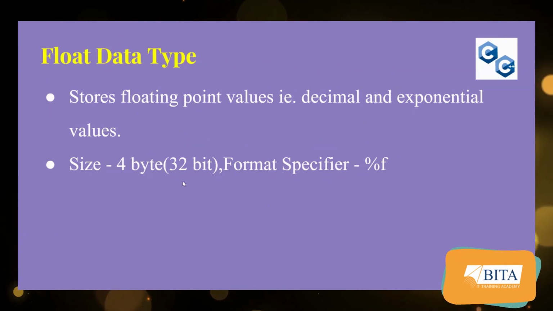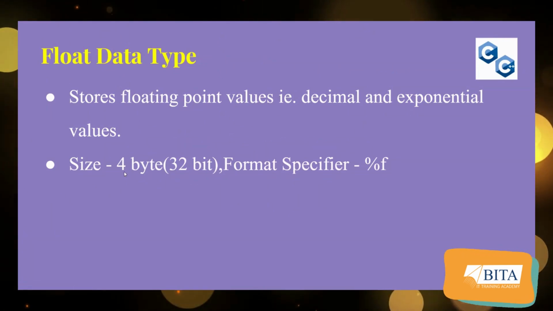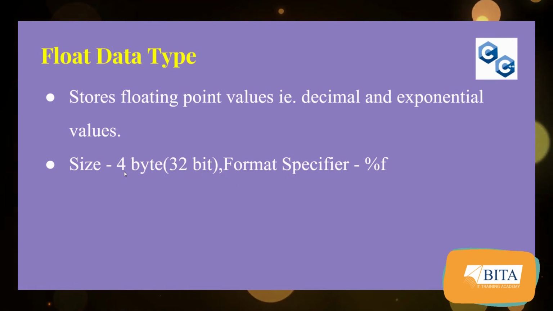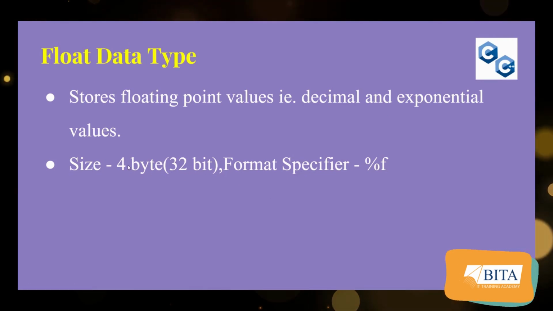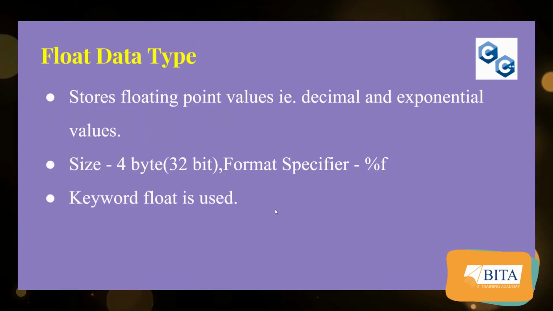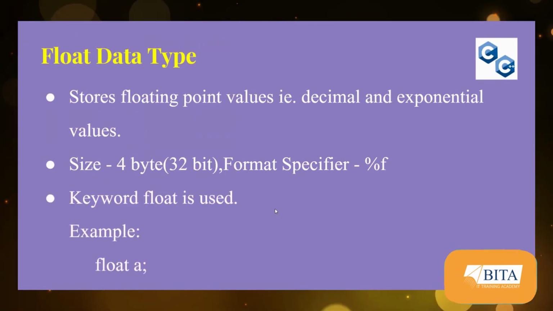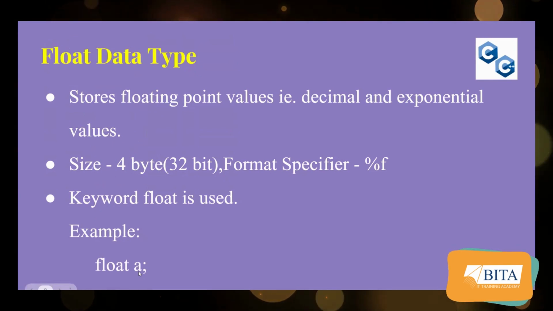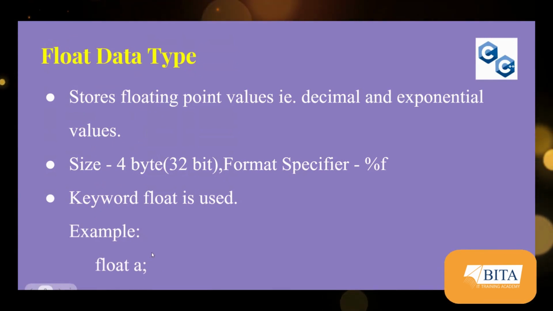It requires less memory space compared with the double data type that we'll discuss in the next slide. So the size is 4 bytes, its format specifier is %f, and the keyword is float. In this example, A is going to be the floating point variable.